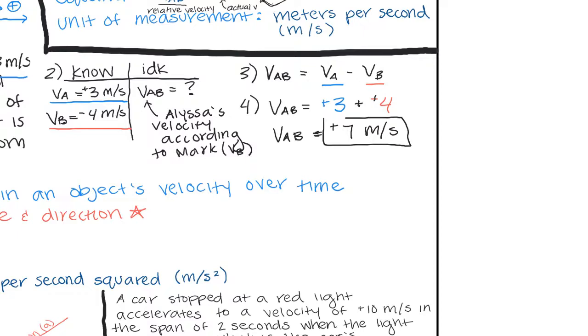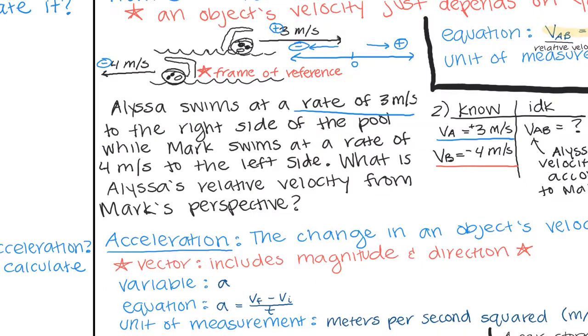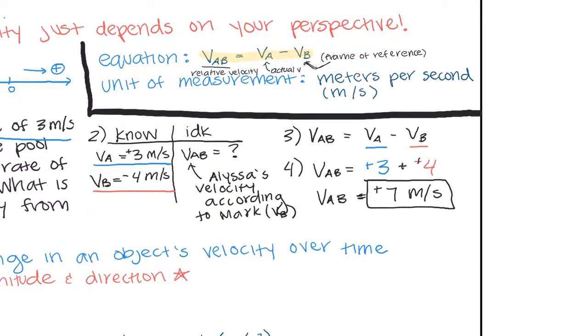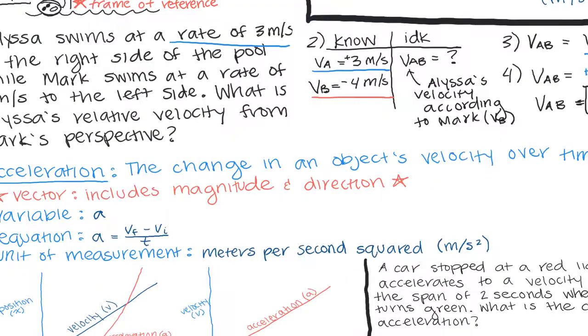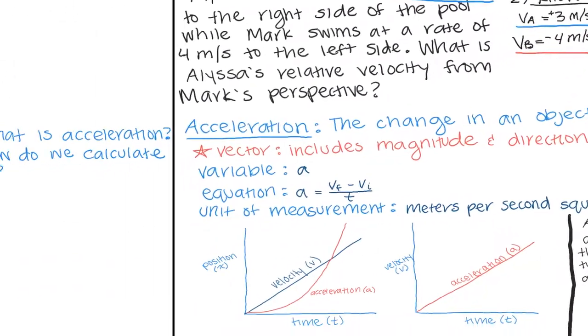So what this problem is really saying is even though Alyssa is only moving at a rate of 3 meters per second to the right, according to Mark, who is moving to the left, Alyssa actually looks like she is moving at a rate of 7 meters per second. Since they're moving in opposite directions, Alyssa looks like she's moving a lot faster than she actually is. So that is the idea behind relative velocity.